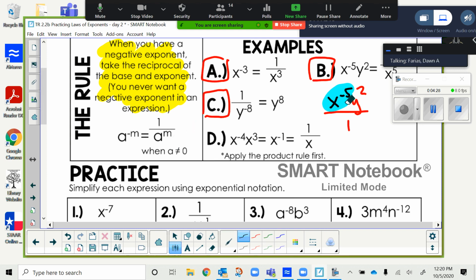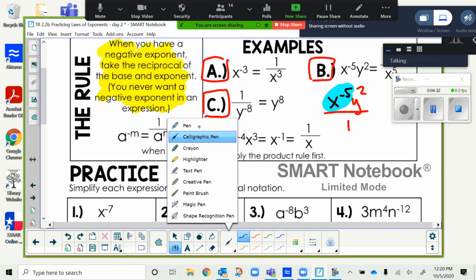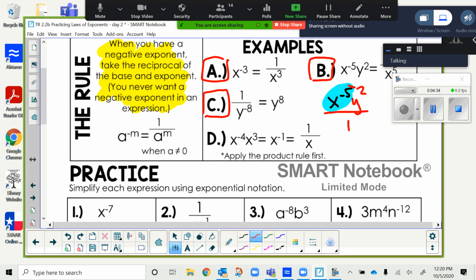So I'm going to take just this piece, push it to the other side and make its exponent positive. So x gets pushed to the bottom, its exponent becomes positive, and y squared stays on top because it didn't have to change at all.